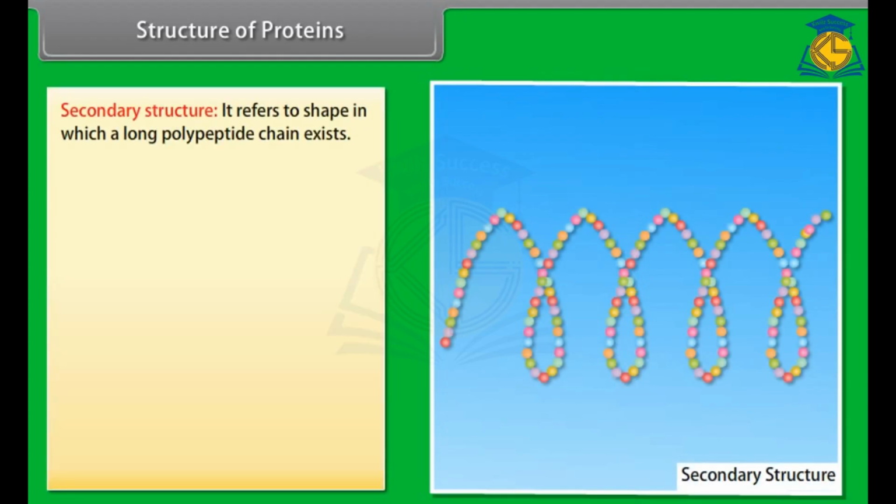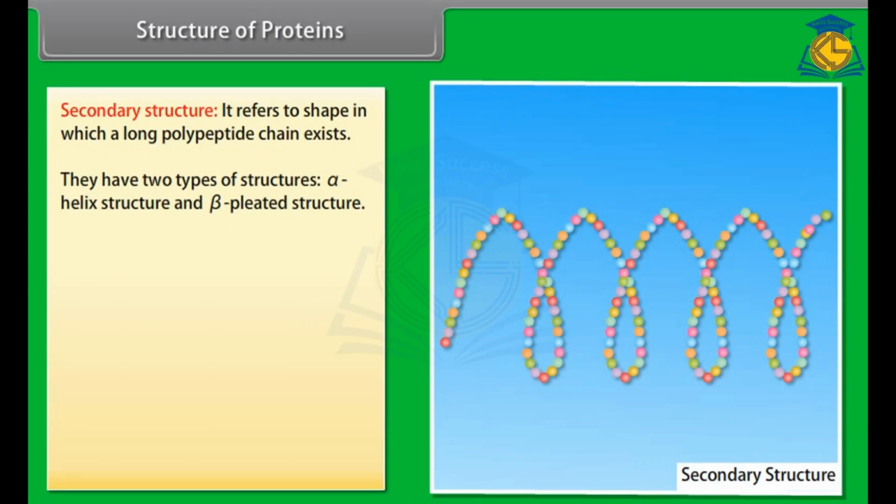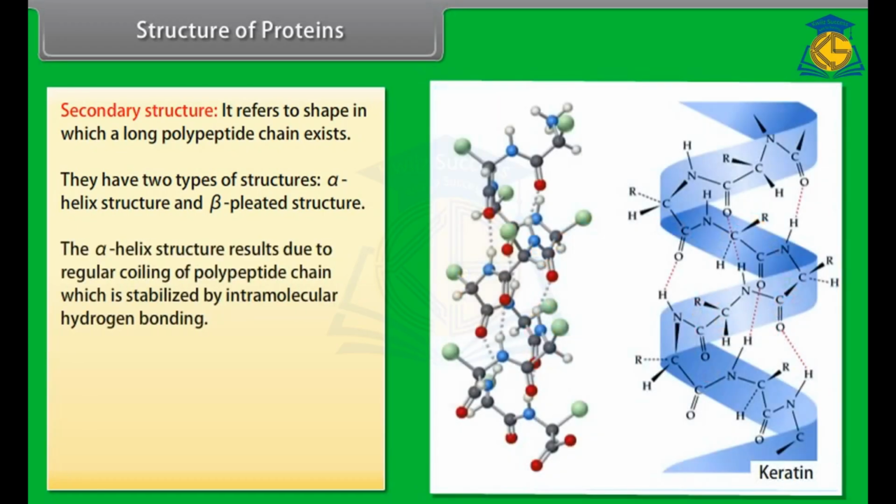Secondary structure. It refers to the shape in which a long polypeptide chain exists. They have 2 types of structures: alpha helix structure and beta pleated structure. The alpha helix structure results due to regular coiling of the polypeptide chain, which is stabilized by intramolecular hydrogen bonding. For example, keratin.